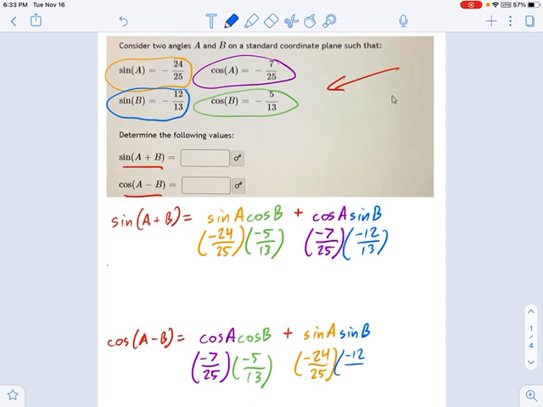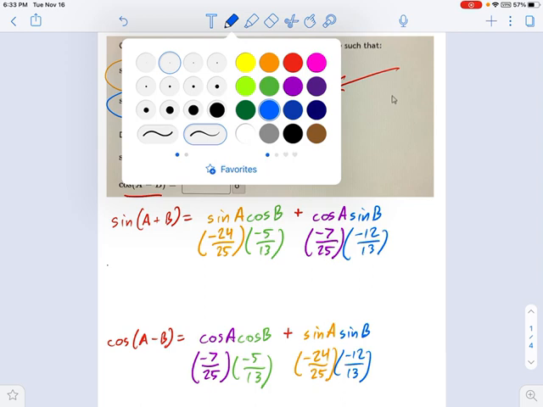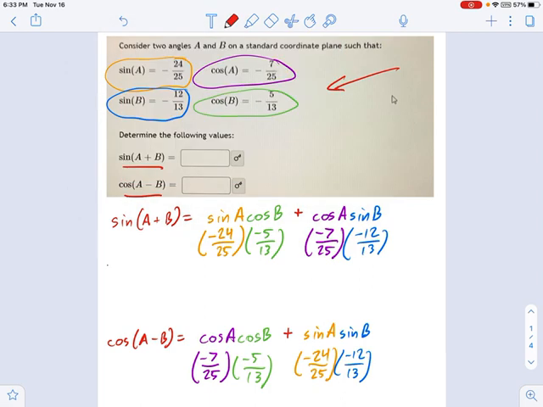Negative 12 over 13. Most problems that we do will not be asking you for both of these at once. It'll just say, hey, what's one or the other? This one asks for both because, honestly, it's kind of a short problem. We can do this very quickly.